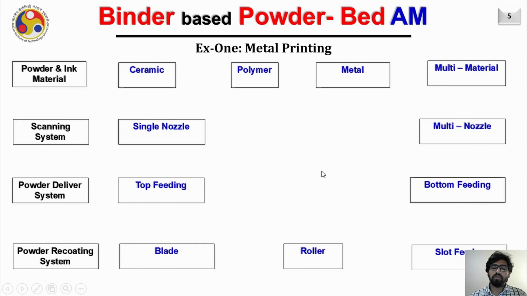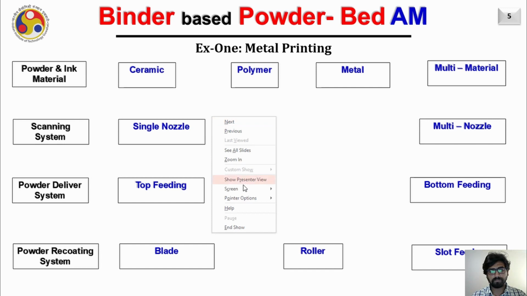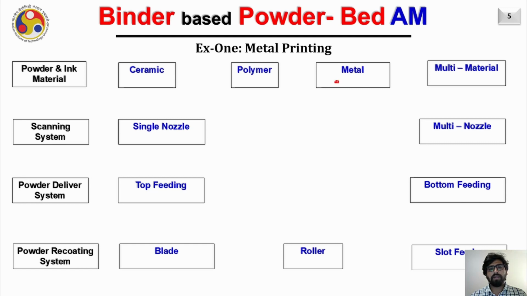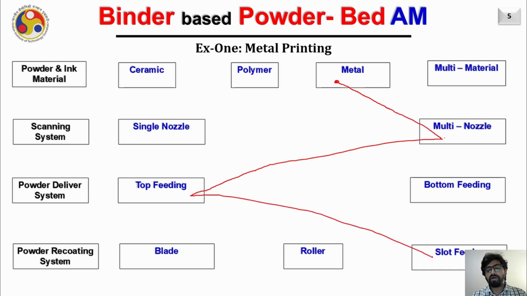Now let us have a look at the process of binder based powder bed additive manufacturing when metal is used as a raw material. In that case, the metal will be the raw material, and the machine by X1 again utilizes multi nozzles to dispense the liquid binder. It feeds the raw material from top, and hence top feeding for the powder delivery, and also uses a slotted feeder for recoating.